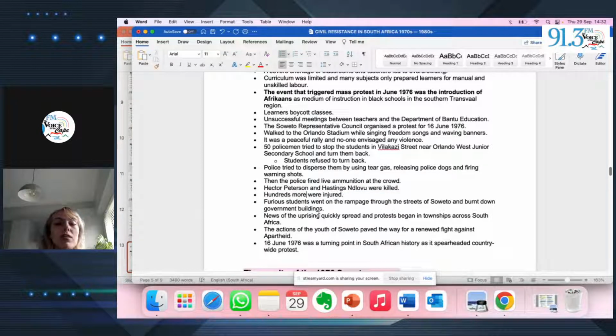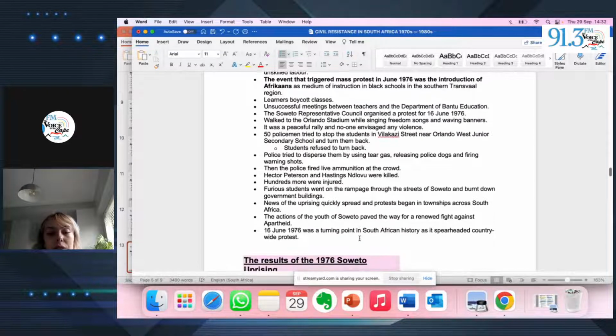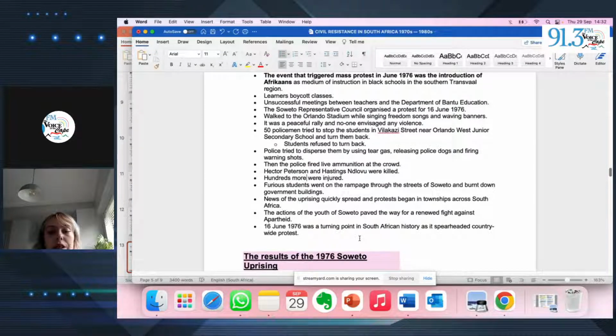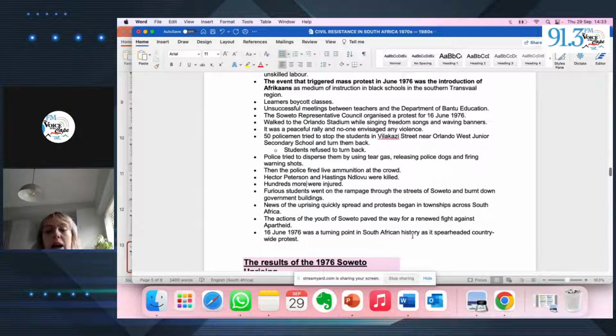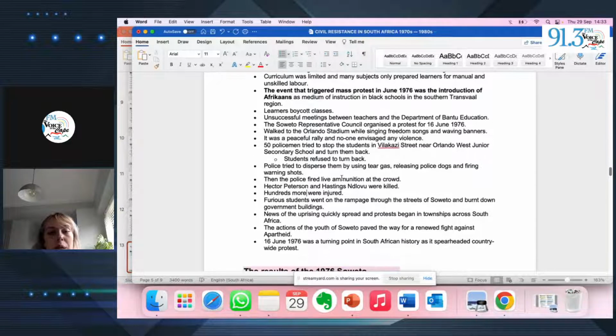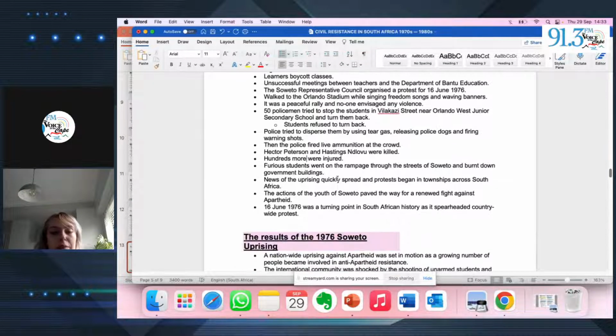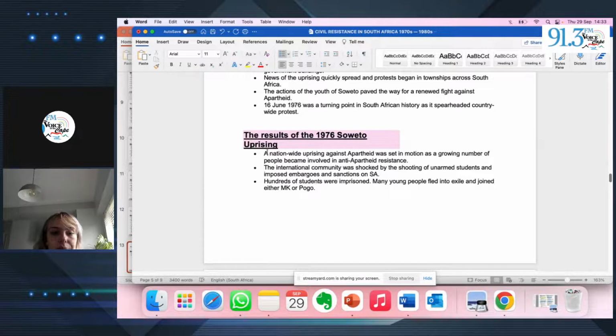Furious students went on a rampage through the streets of Soweto and burned down the government buildings there. News of the uprising quickly spread, and protests began in townships across South Africa. The actions of the youth of Soweto paved the way for a renewed fight against apartheid, and 16 June 1976 was a turning point in South African history as it spearheaded countrywide protest. You guys might have also seen the picture of Hector Peterson. It's a very popular picture. If we have time after class, I will show it to you guys.